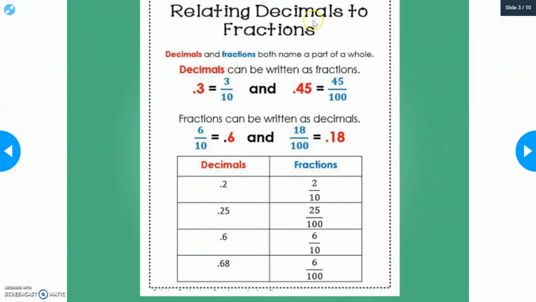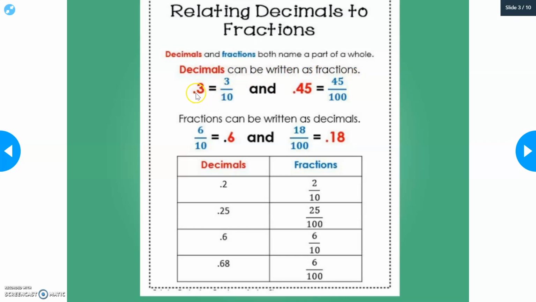Let's do a quick review relating decimals to fractions. Decimals and fractions both name a part of a whole. Once again, decimals and fractions both name a part of a whole. Also remember that decimals and fractions are numbers as well. It's just a different way to write a number. Decimals can be written as fractions. So let's look at these decimals that we wrote as fractions.